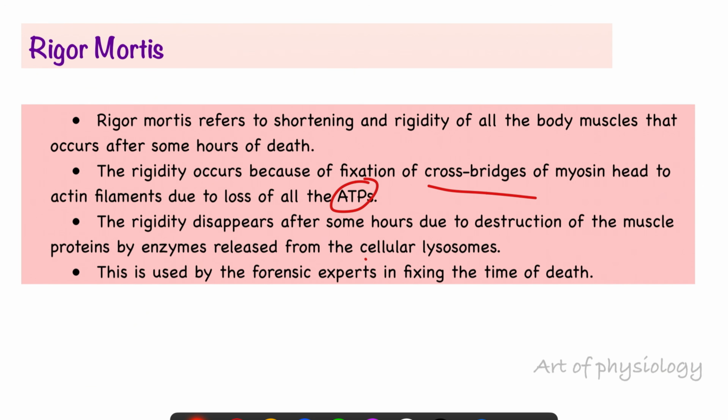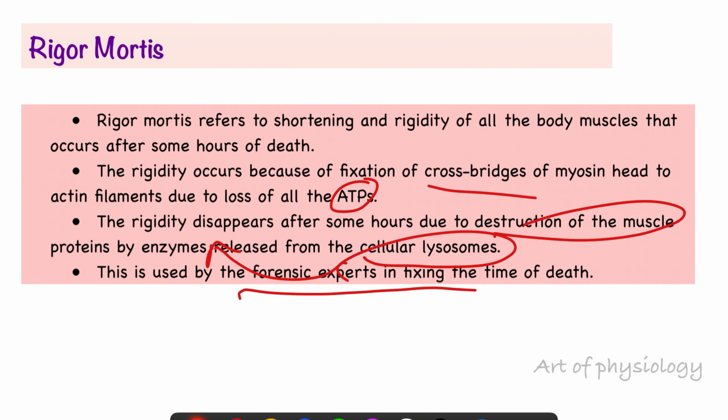After some hours, the cellular lysosomes will come into action. The lysosomes will release particular enzymes. These enzymes will destroy our muscle. The rigidity will be gone. And this rigor mortis is very useful for the forensic expert to fix the time of death.